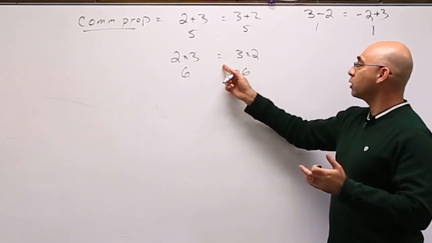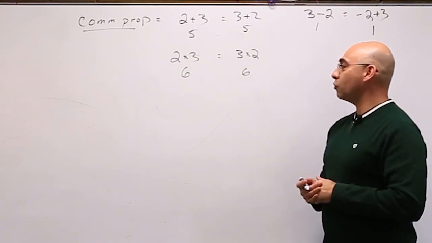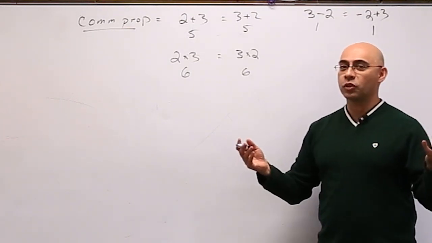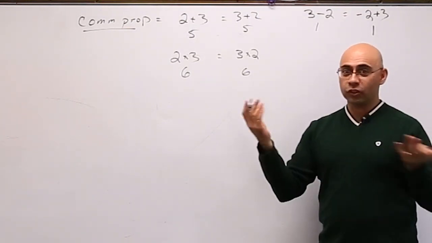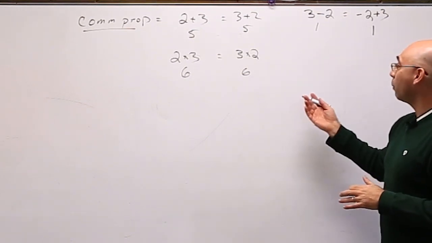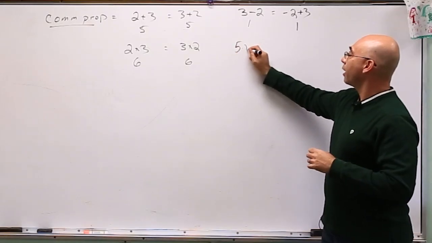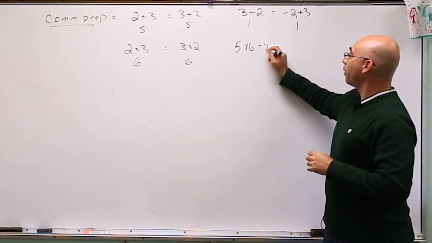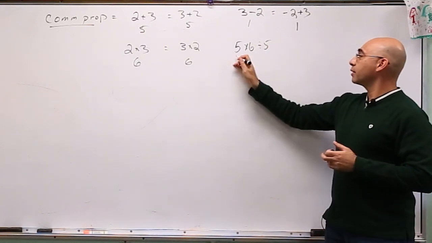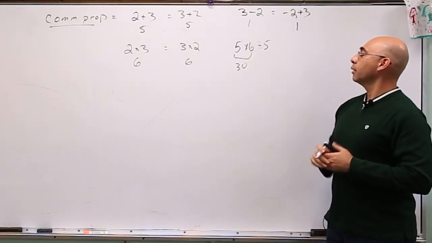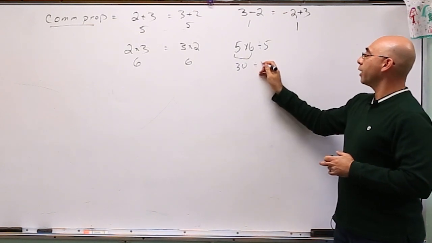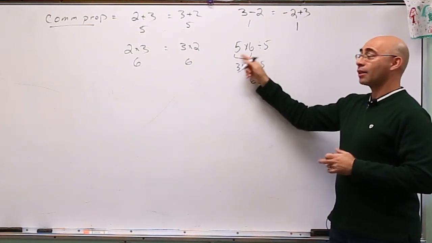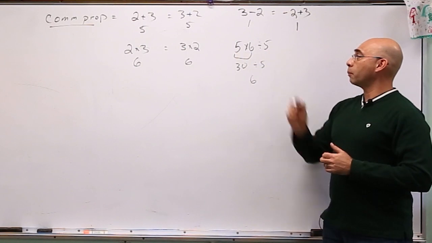Same thing works with multiplying. You can also do that with dividing, because division is basically just multiplication of fractions, just flipping things over. So if I had a problem like this, 5 times 6 divided by 5, we know 5 times 6 is 30. And we know that 30 divided by 5 is 6. So you're basically undoing the multiplying by 5.